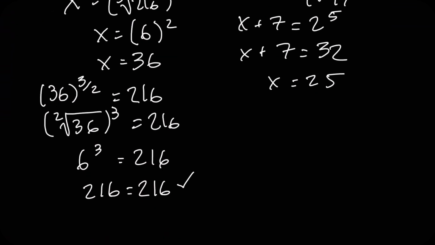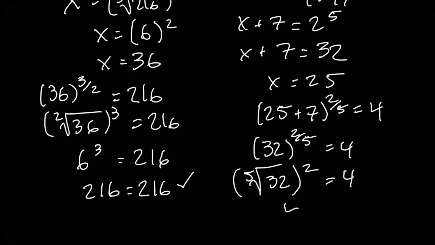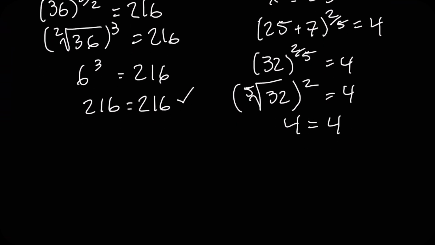Finally, go ahead and plug that 25 back into the original equation and see if it makes sense. So this will give us 25 plus 7 raised to the 2/5 equal to 4. So this will be 32 raised to the 2/5 equal to 4, or the 5th root of 32 squared is equal to 4. So this really is just going to be 4 is equal to 4, which makes sense, and we can go ahead and check that x is equal to 25 is one of our solutions.